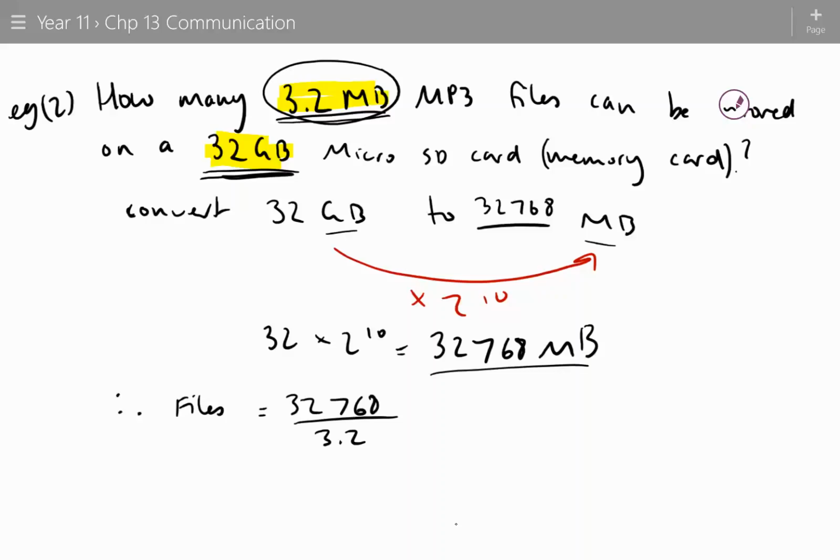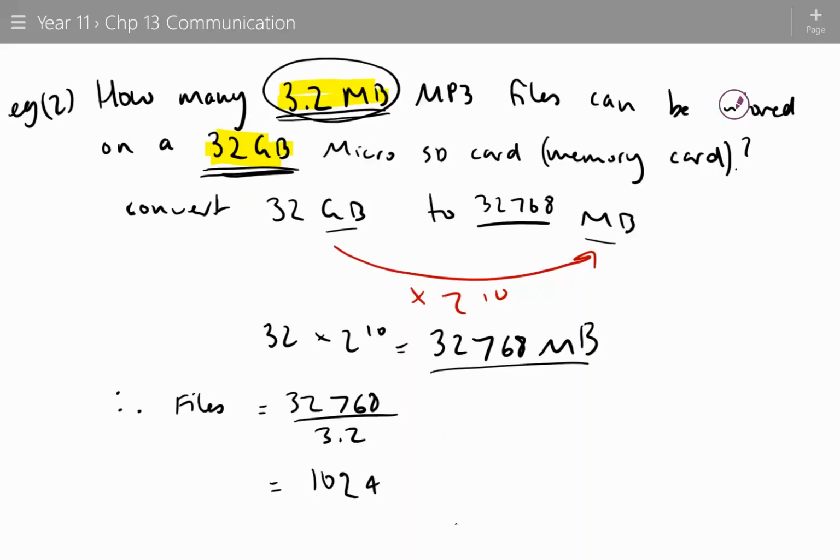So get your calculator, 32,768 divided by 3.2. We get 10,240 files. So 10,240 files will fit into this 32 gigabyte. Now these files might be songs, MP3, audio. This means that on a 32 gigabyte, we carry 32 gigs around on USBs all the time, 10,240 songs can fit onto 32 gigs if they're all this size. Obviously depending on the size, length and everything, but that's amazing.